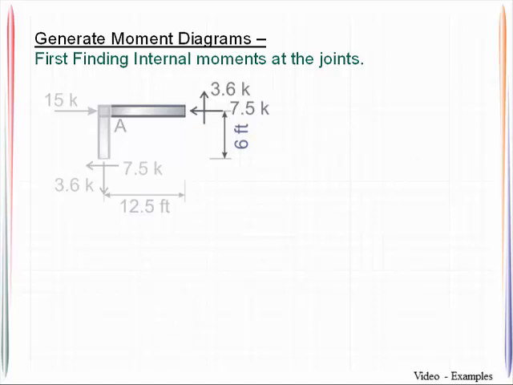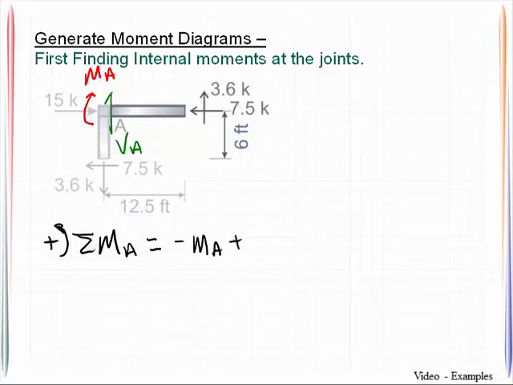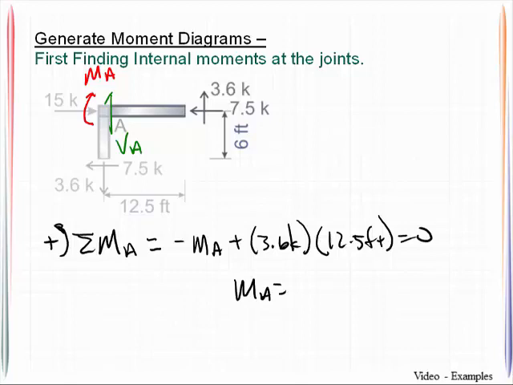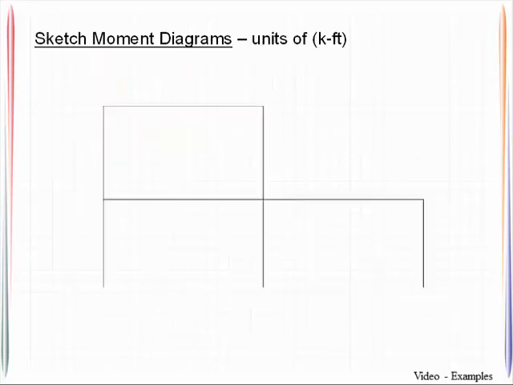If we were to make a cut at point A, we would then have unknown internal shear and an unknown internal moment. I can then sum moments at point A for that particular free body diagram. That gives me negative MA plus 3.6 kips times 12.5 feet equals 0, so the moment at A is equal to 45 kip-feet. And that is a positive, meaning I assumed the correct direction. Let me show you how that translates over here to the moment diagram.